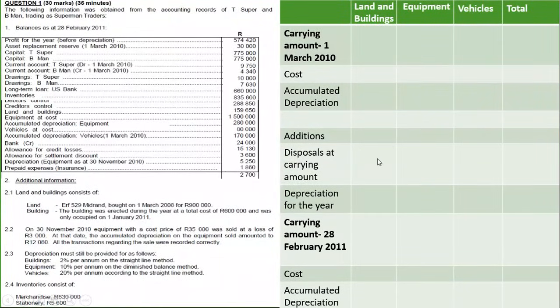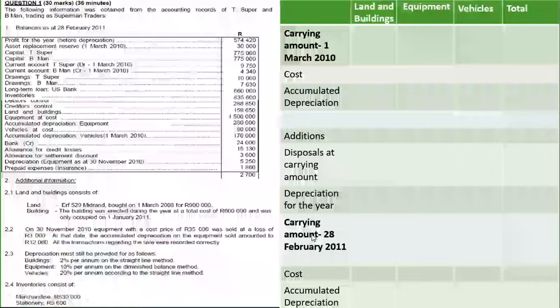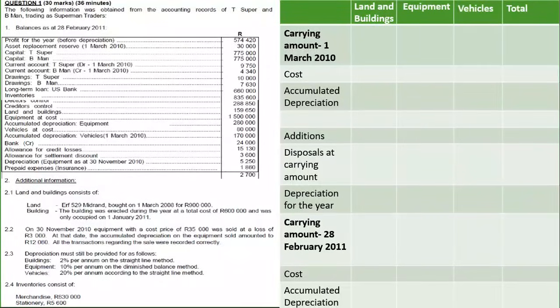Then next we do disposals at carrying value. Did we have any disposals, or did we sell or get rid of any non-current asset? We'll put the figures there. Then next we have depreciation for the year, and this is the depreciation for this specific year. And then lastly, we have the carrying amount as at 28 February 2011. So this is the carrying value at the end, or the carrying amount at the end of the period.